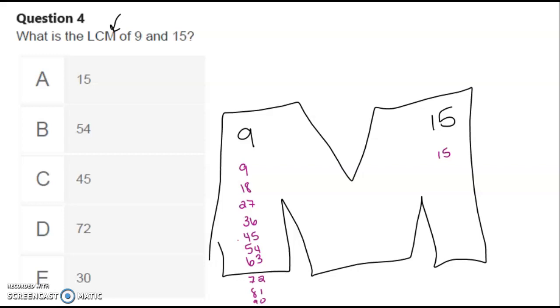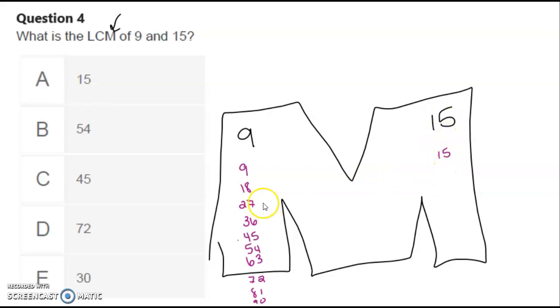Alrighty, so sorry. This is actually going to finish question number 4 because I didn't get to finish it in the previous video. All right, so we were finding the least common multiple of 9 and 15. So I listed all my multiples of 9, and I'm going to go through 15 because I got to find the first one that they have in common.